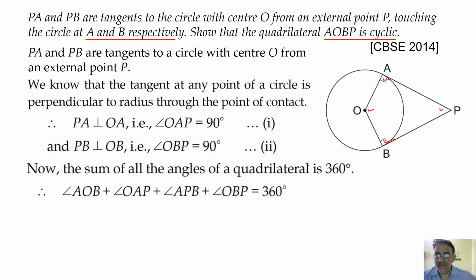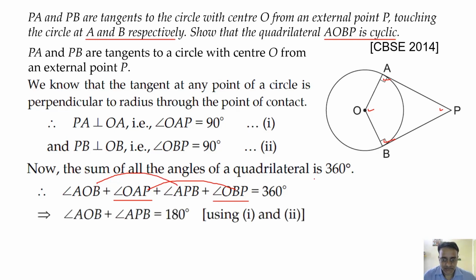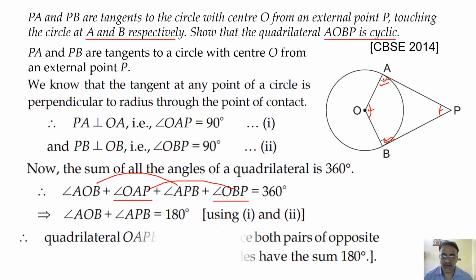Right. Now the value of this angle is 90 degrees and this angle is also 90 degrees. So 90 plus 90, 180. So the sum of the remaining two will also be 180. Is that clear? Using 1 and 2, the sum of opposite angles is 180 degrees, this one also has sum 180 degrees, and these two also have sum 180 degrees, right? So therefore quadrilateral AOBP is a cyclic quadrilateral since both pairs of opposite angles have sum 180 degrees. Any doubt in this question?